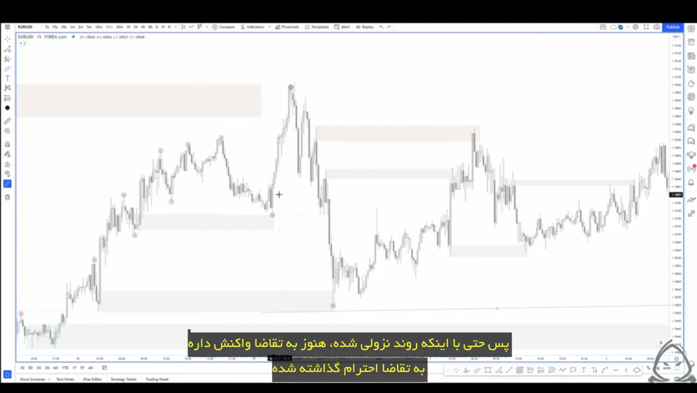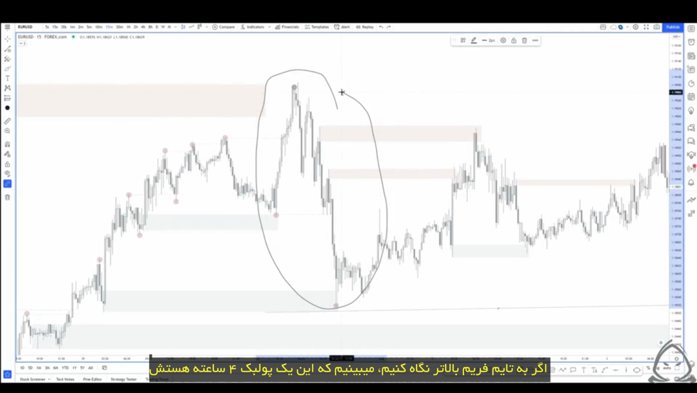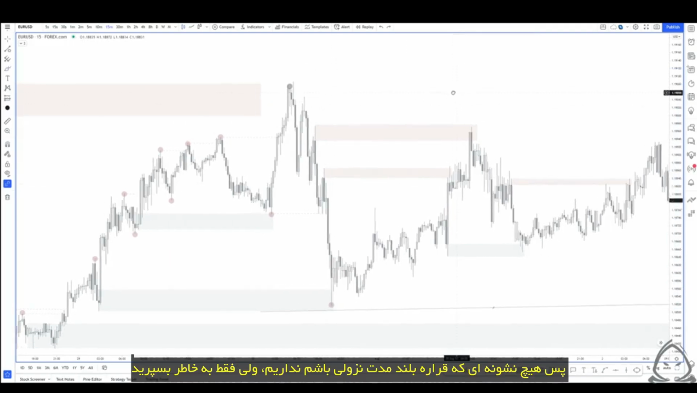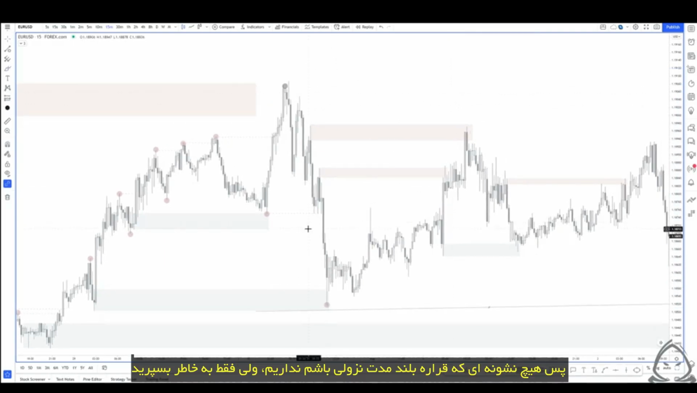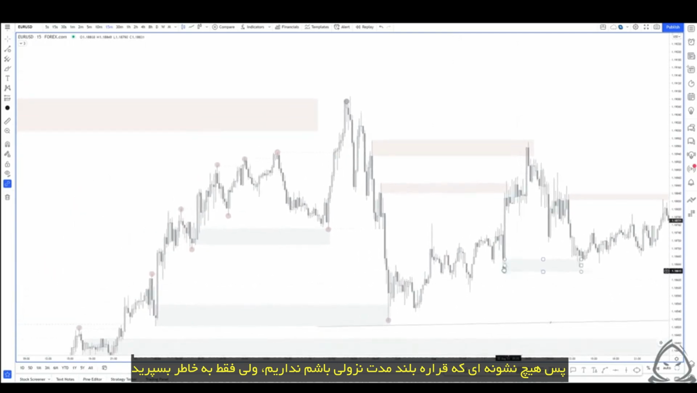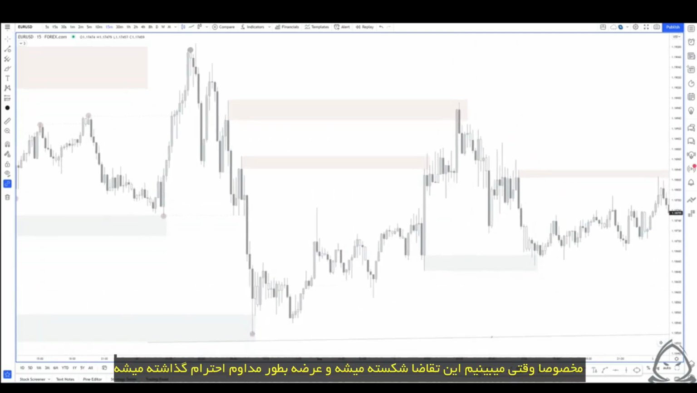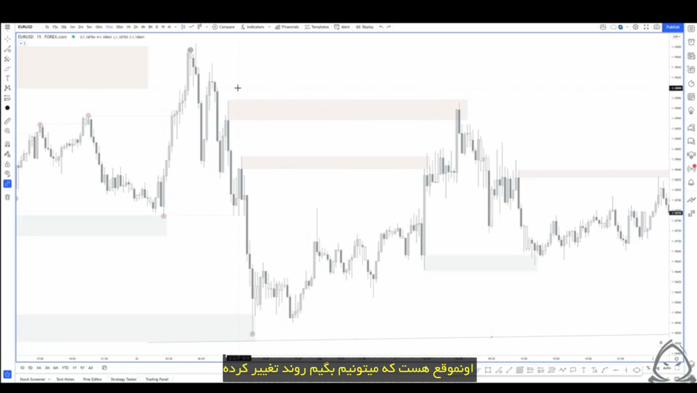Demand is still being respected. When we start to look at the higher time frame, we're starting to see that this is a 4 hour pullback. So we have no inclination that we're going to be long-term bearish, but it's something to keep in mind, especially once we start to see that this demand zone fails and we start to see supply just getting consistently respected.